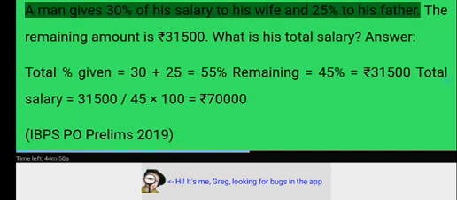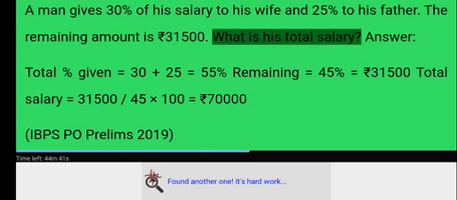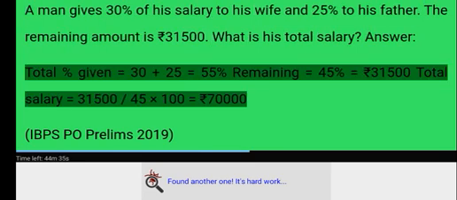IBPS PO Mains 2020. A man gives 30% of his salary to his wife and 25% to his father. The remaining amount is 31,500 rupees. What is his total salary? Answer. Total percent given equals 30 plus 25 equals 55%, remaining equals 45% equals 31,500 rupees.